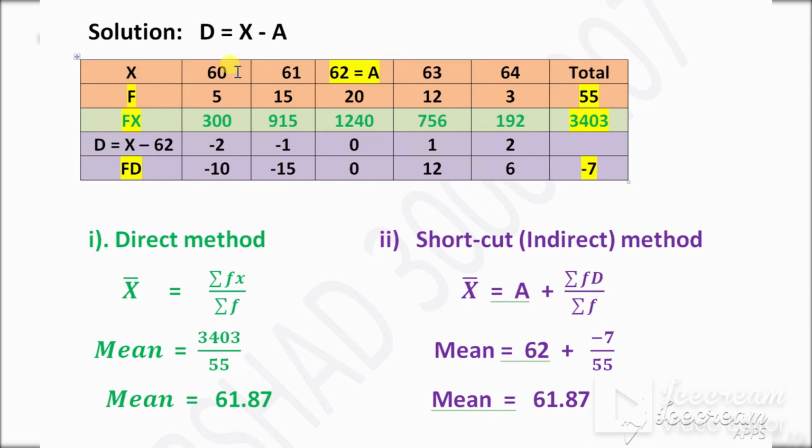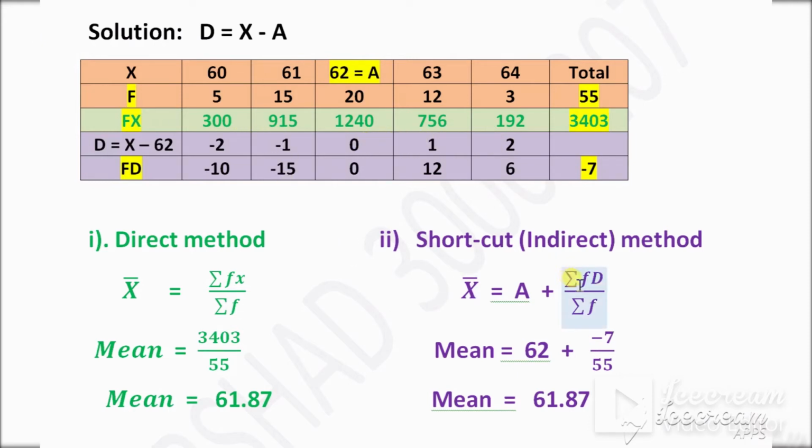So this is x: 60 minus 62 is minus 2. 61 minus 62 is minus 1. 62 minus 62 is 0. 63 minus 62 is 1. 64 minus 62 is 2. So these are the values of d.